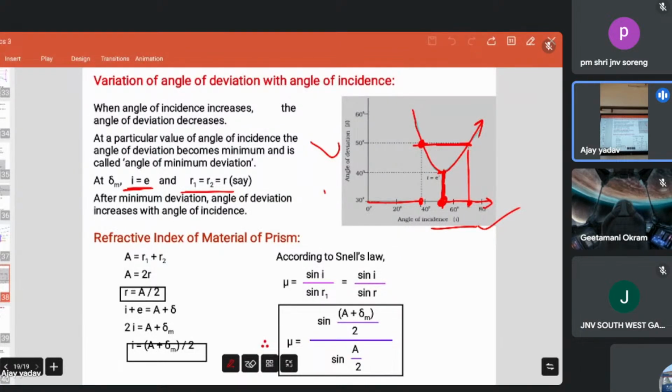And this curve is not symmetrical. This is not at the midpoint. This is a tilted curve, more tilted towards the left. So this is not a symmetrical curve.